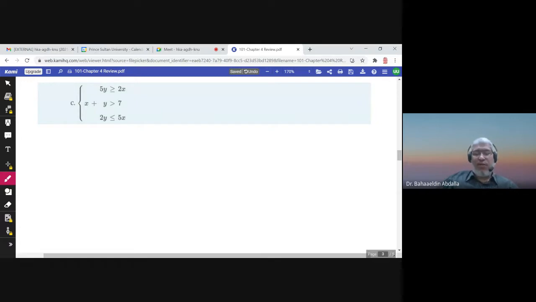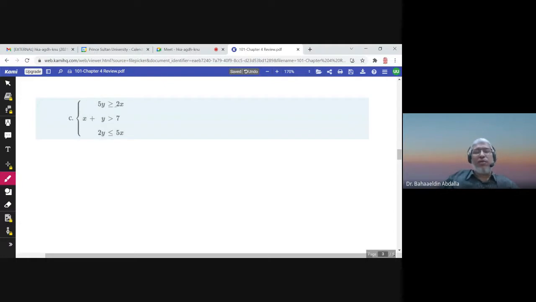Here I have 3 inequalities. So I need to graph each one of them. So the first one is 5y is less than or equal to 2x. I'll graph the line 5y equals 2x, and this means y equals 2 over 5 x. And this line passes by the origin. If I put x 0, I'll get y 0. And now I'll choose x 5. So y would be 10 over 5 or 2.